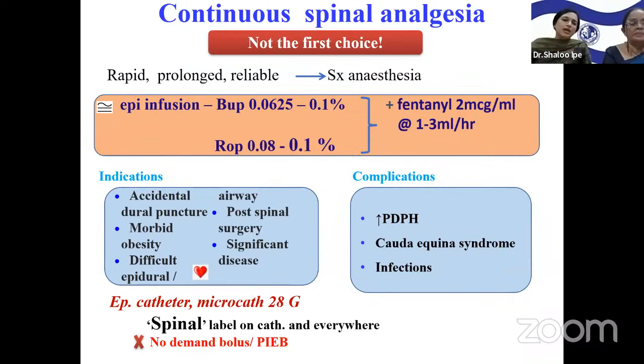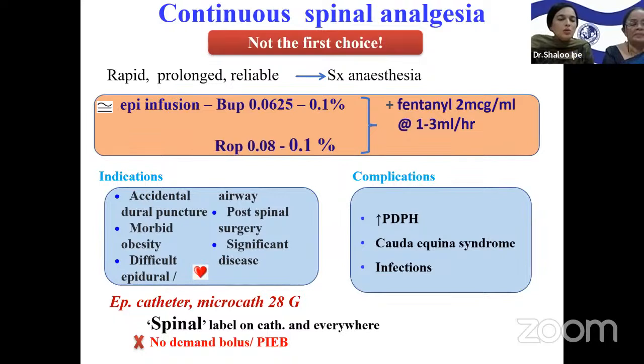Continuous spinal analgesia is never the first choice because of fear of post-dural puncture headache, cauda equina syndrome, and infections. If instituted, it gives rapid, prolonged, and reliable analgesia, which can be converted to surgical anesthesia if necessary. The solutions we use are similar to that in epidural infusions. A point I would like you to remember is that while we use more dilute solutions, you can bring the rate up to 3 ml per hour. But if you're using more concentrated solutions like 0.1% bupivacaine or ropivacaine, the rate of infusion should be decreased to 1 ml per hour.